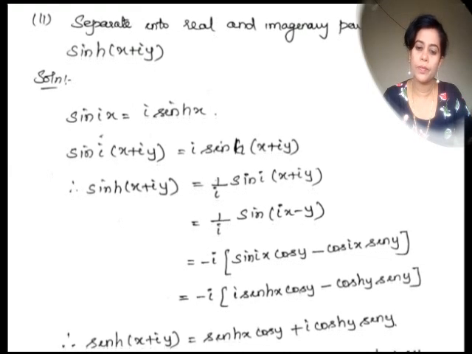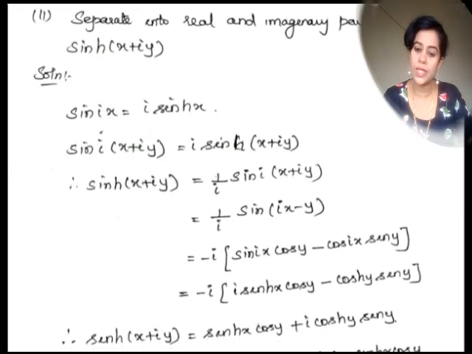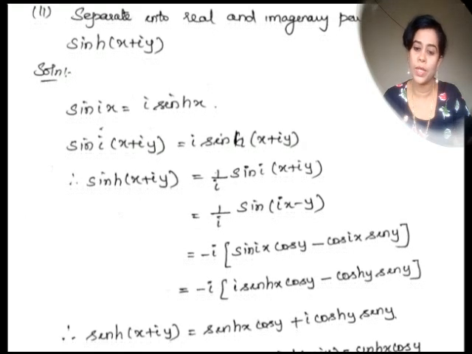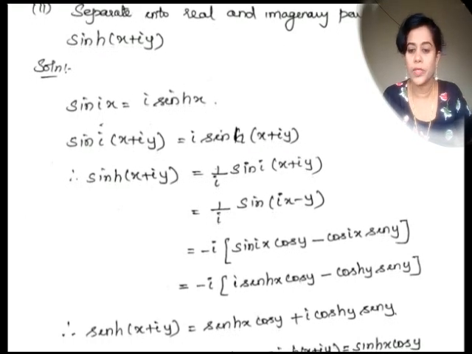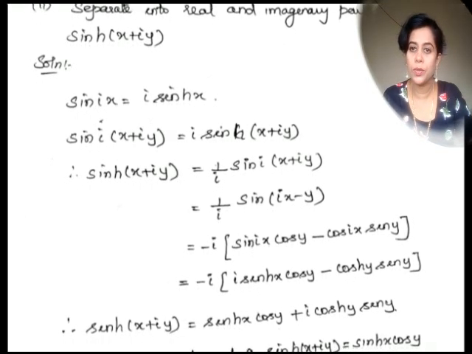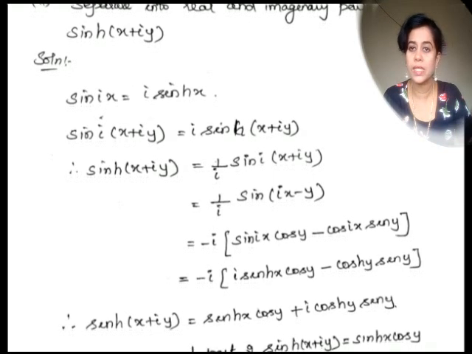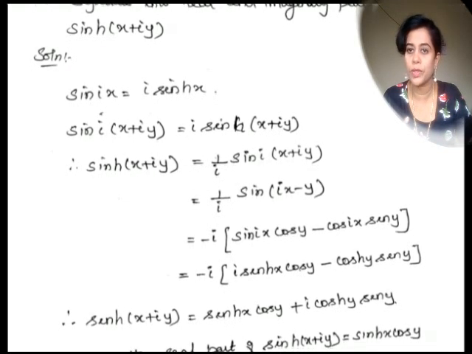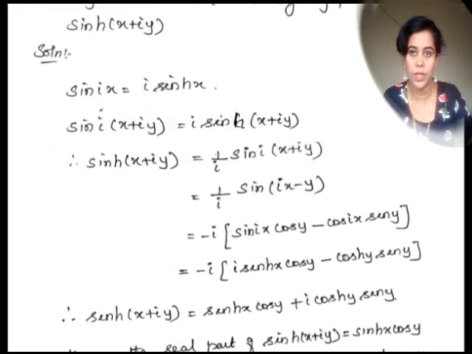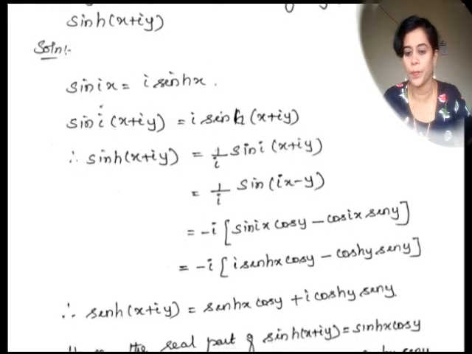And the resultant will be 1 by i into sin. So multiply i to the function. So that will be ix into minus y. Why is it minus y? Because i into i is i squared, which is minus 1, and minus 1 into y is minus y.